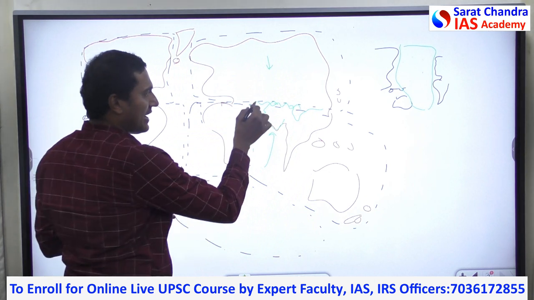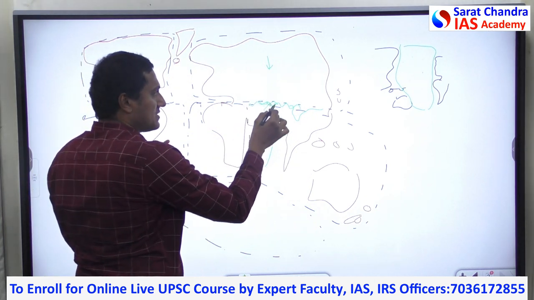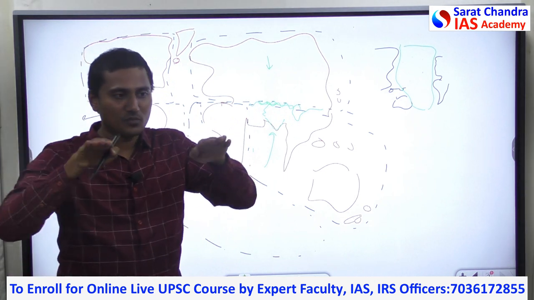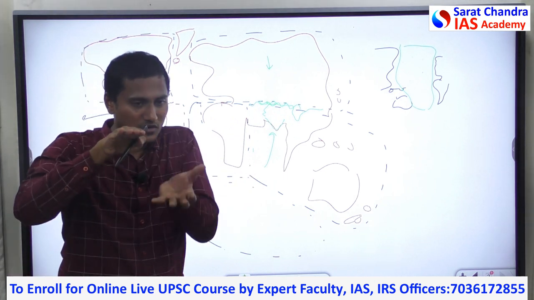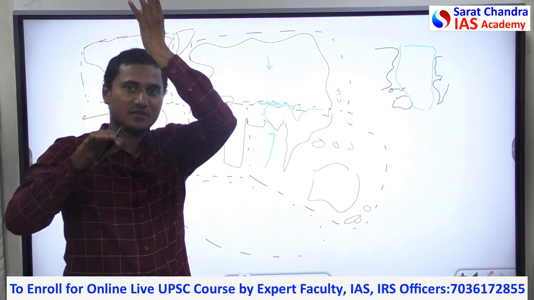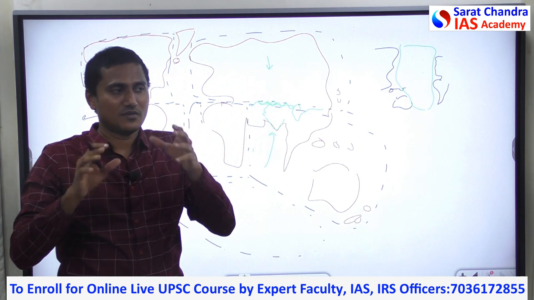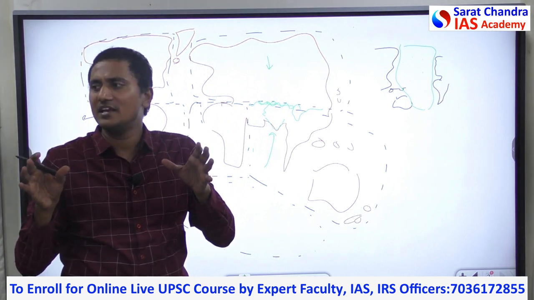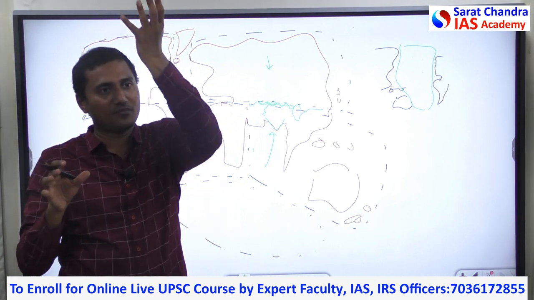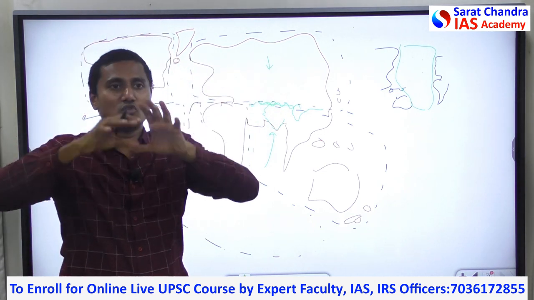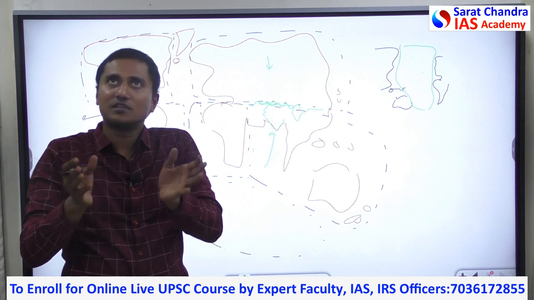Because once upon a time, this was a sea. When the two plates collided, it rose up, and the entire sea rose up. That's why it's sedimentary rock. The Himalayan mountain is sedimentary rock, very lightweight. The entire sea went up, got compressed, and so all the sea animals also went up.